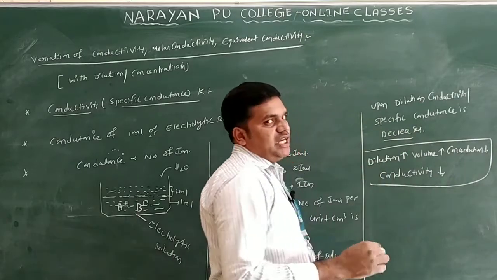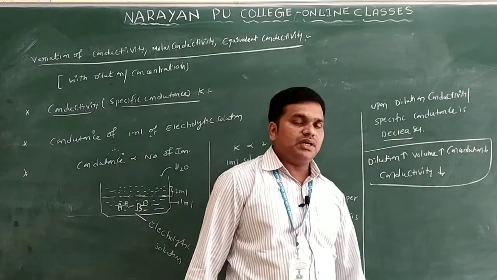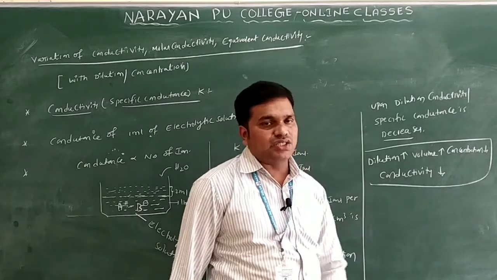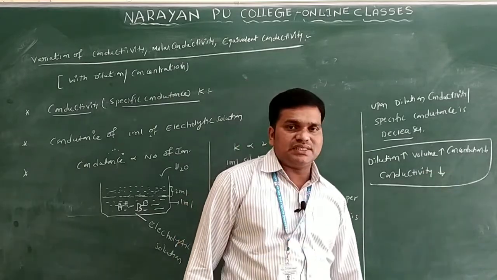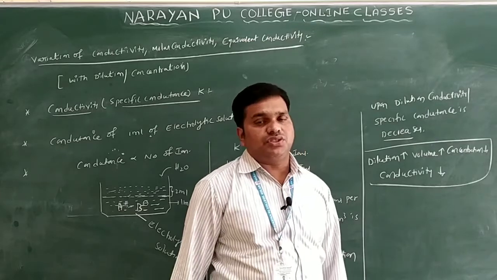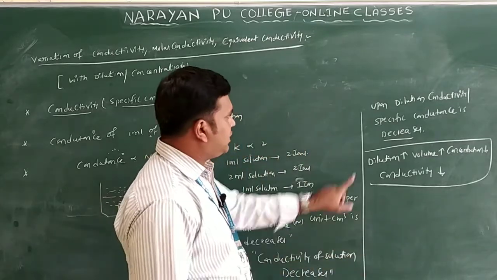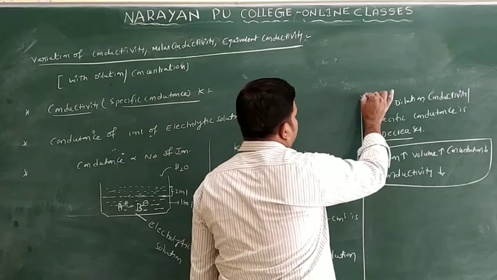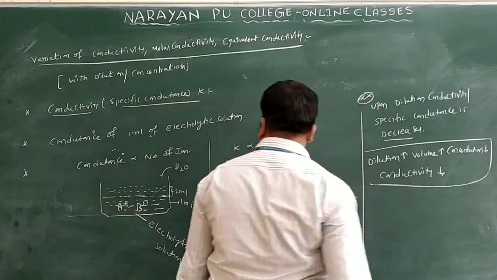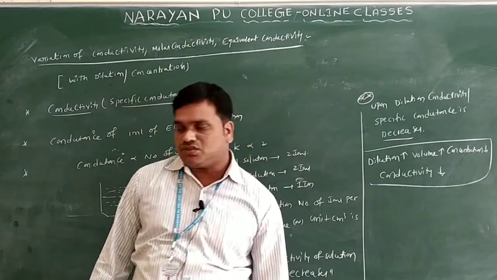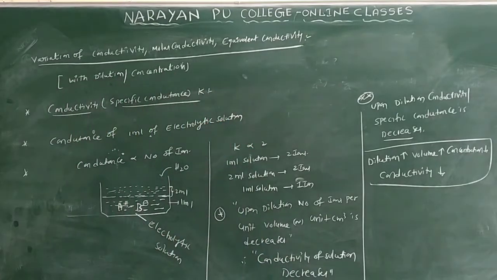Very important note. Upon dilution means dilution increases. Volume increases, concentration decreases. If the concentration decreases, thereby the conductivity of the solution decreases only. So this is a very important point: conductivity or specific conductance only. Clear? So this is regarding conductivity or specific conductance only.